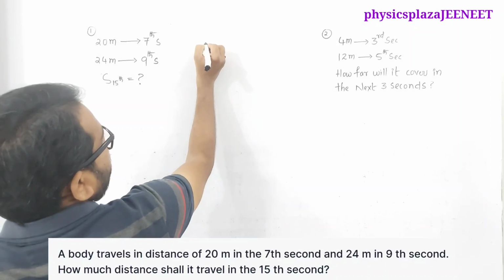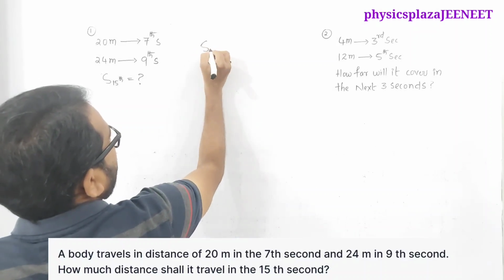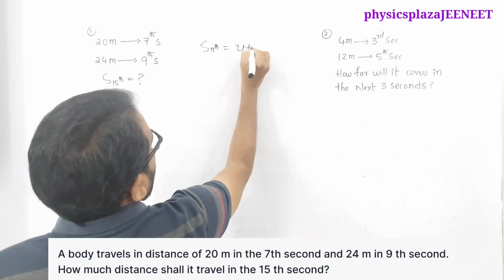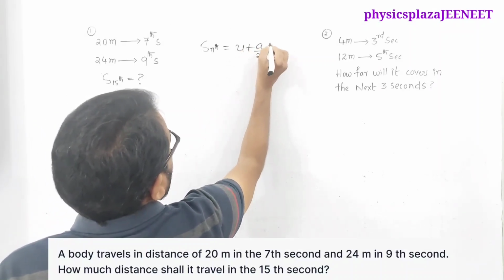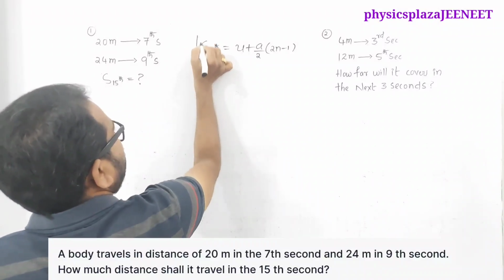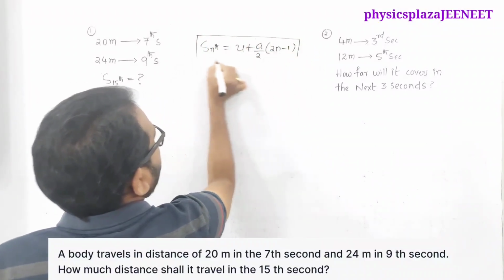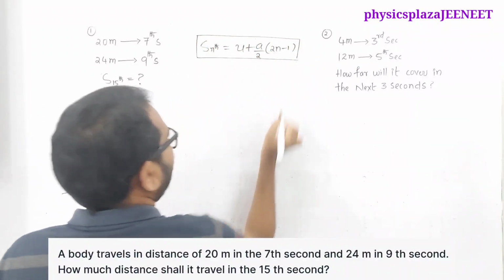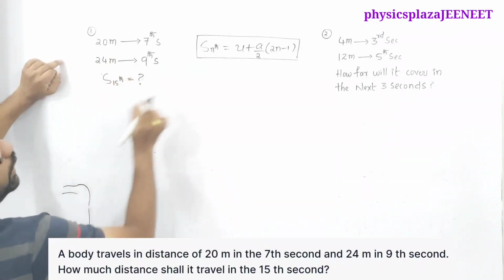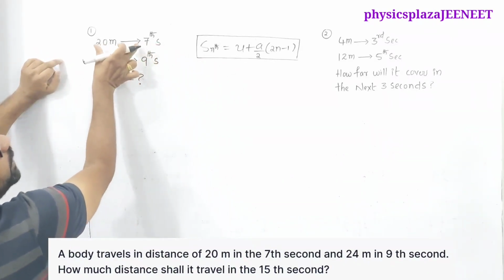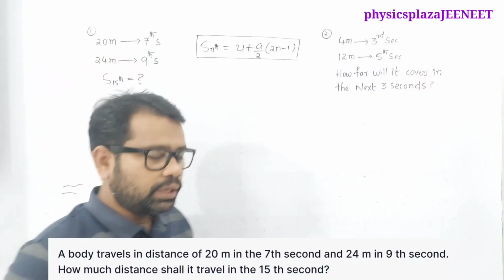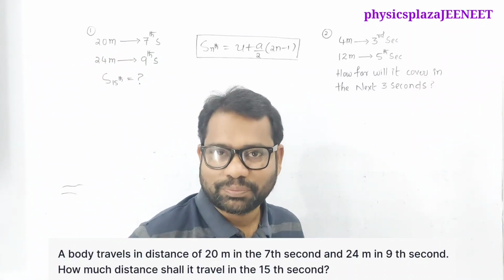So for us, the main formula is what, children? Yes. S nth is equal to u plus a by 2 into 2n minus 1. Now you may get a doubt. Sir, here a value is not given, u value is not given. Don't worry. Let us see, children. First, let us apply the formula for the first case. Next, the second case. Then we will get two equations. Let us solve the two equations. We get the answer. Look here.